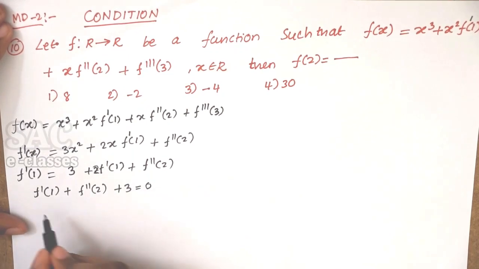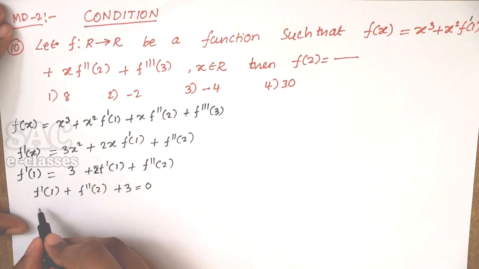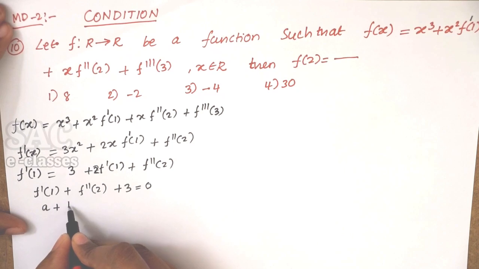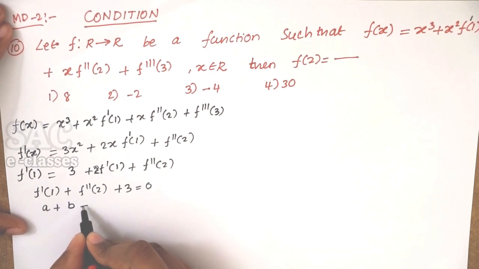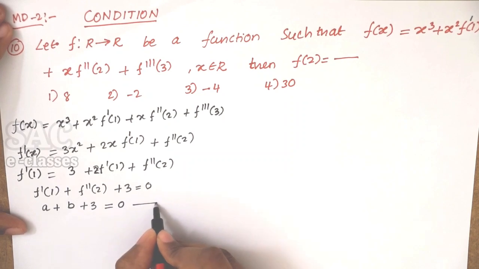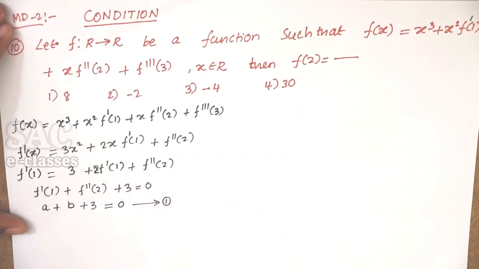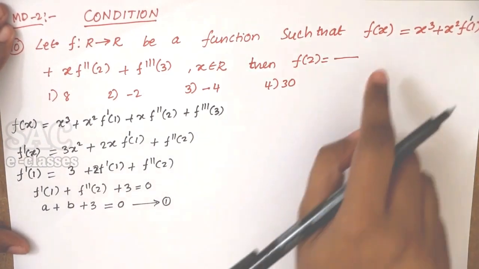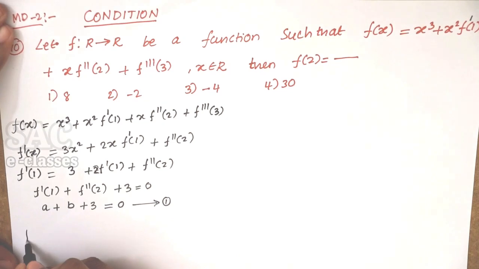Maybe if you are not comfortable with f'(1) and f'(2), go by choosing f'(1) as a and f'(2) as b. So you got a + b + 3 = 0 as equation 1. But a single equation cannot give you the unknown values. That is why go for f''(x).